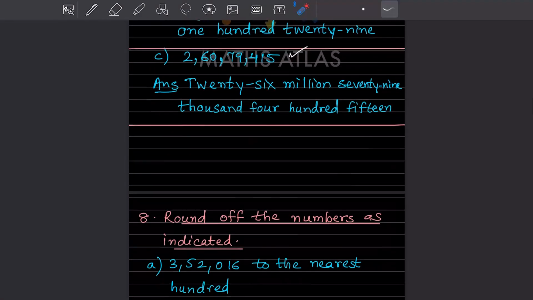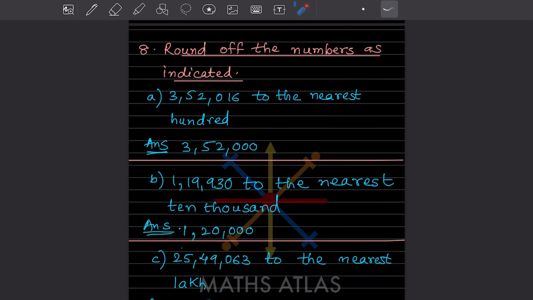Now what are we going to do? Now we are going to see the next question. They said round off the numbers as indicated. Again, this is also explained in the previous video because this is a workout. So this is just like a revision, we can say. Only the numbers are different. So everything, the detailed explanation is in the previous video.